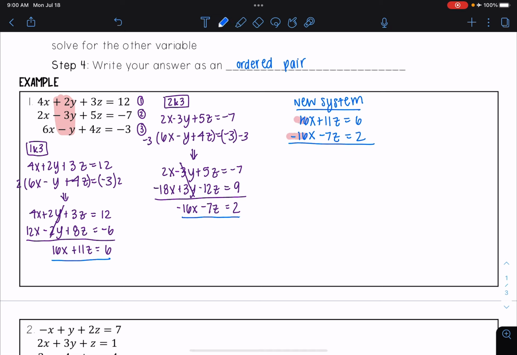When I add these, my x's cancel. 11z minus 7z, I get 4z. And 6 plus 2, I get 8. Divide both sides by 4, and I get that z is equal to 2. Now I just need to plug z back into either of these equations to find my value of x. I'm going to plug it into the first one. So I have 16x plus 11 times 2 equal to 6.